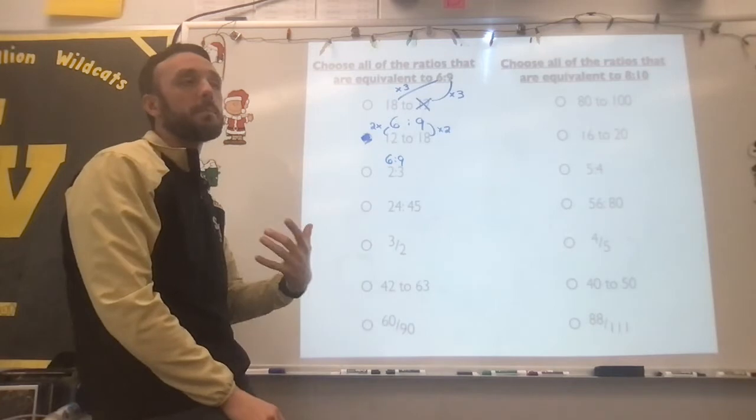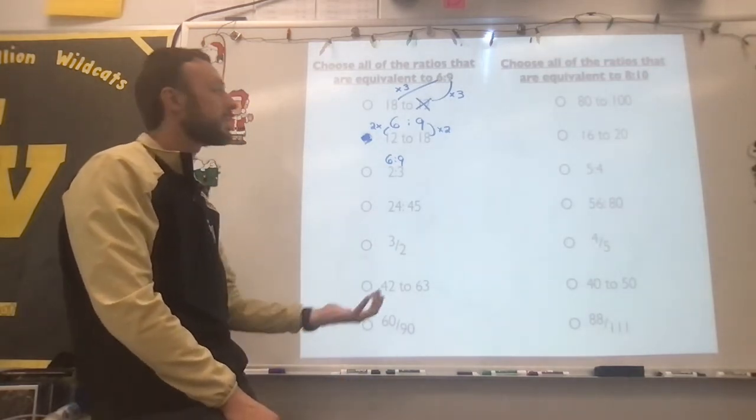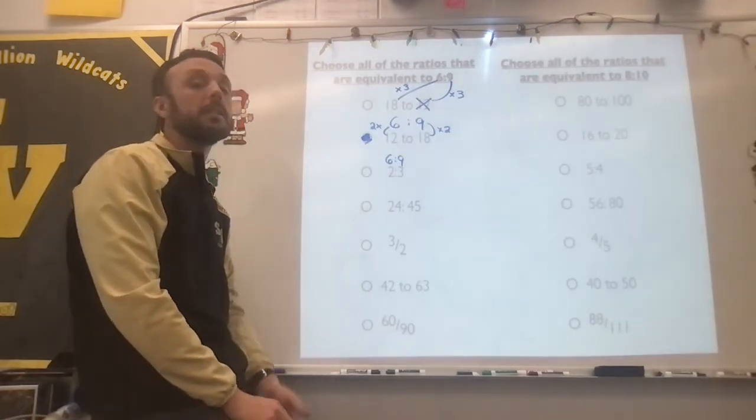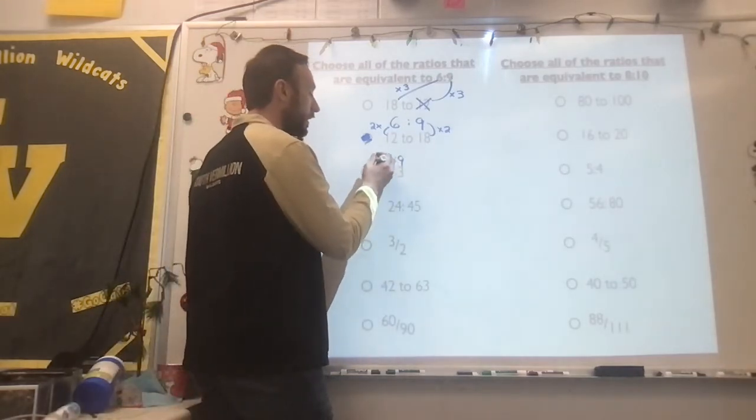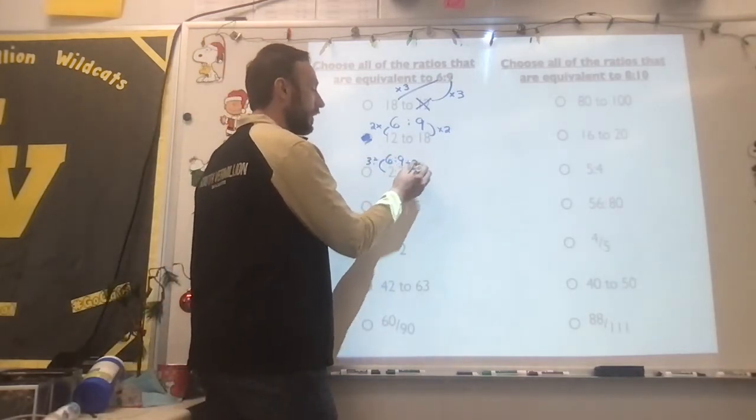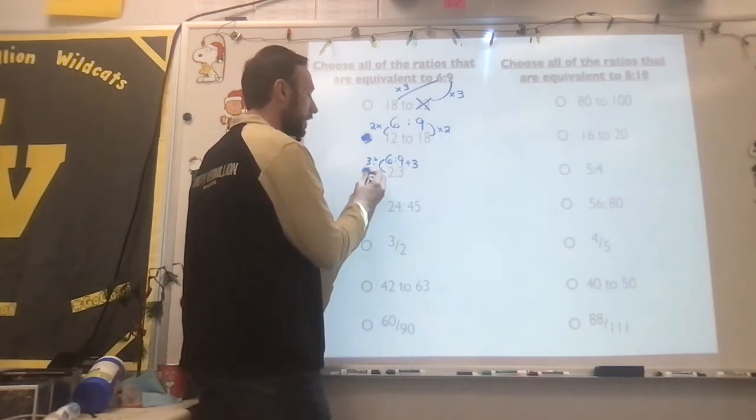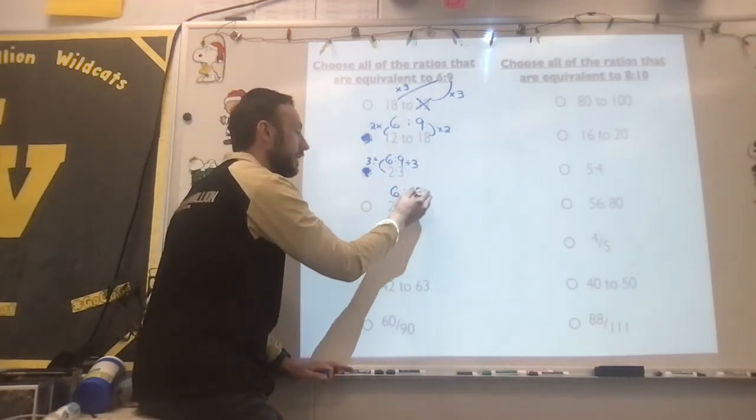So not only can we multiply both numbers by the same number to create an equivalent ratio, we can also divide both numbers by the same number to create an equivalent ratio. I can divide by 3. I can divide by 3. And 6 divided by 3 is 2. 9 divided by 3 is 3. There we go.